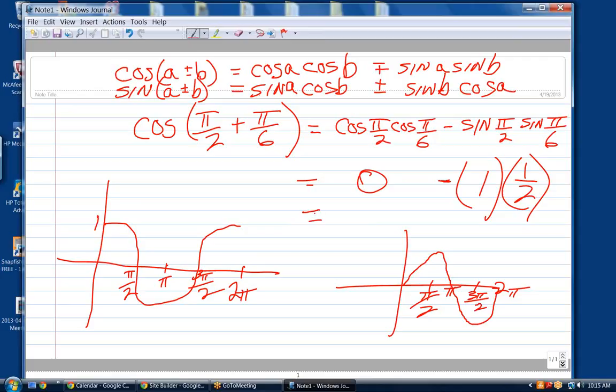So the answer to this then is minus 1/2. And that's the cosine of pi over 2 plus pi over 6. That has to be second quadrant, so we know that that's got to be negative. So that makes sense that it's minus 1/2. It's always a good idea to do a bit of a ballpark check to make sure that cosine of an angle greater than 90 degrees is indeed negative.